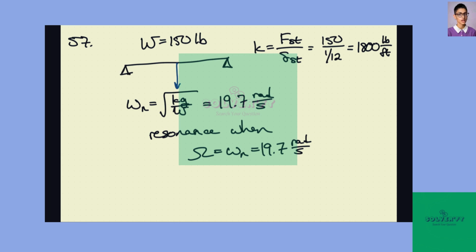And let me actually calculate that in RPM for you. 19.7 times 60 divided by 2 pi is 188 RPM. So that would be how fast the motor would be spinning if the system were to be excited into resonance. So that's usually something you want to avoid. You want to avoid having the motor spinning at this speed for any length of time anyway.